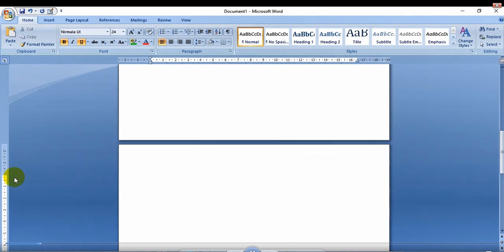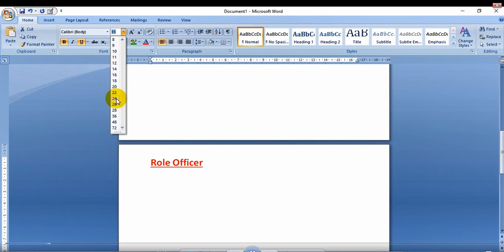So I'm coming below, just here only I will start writing. So first role that I want to mention is role officer. Let me increase the font size first. I'll make it 24, will be okay, right? And color to black, so that it is looking good now. So role officer, what he can do, what roles have been assigned to him.